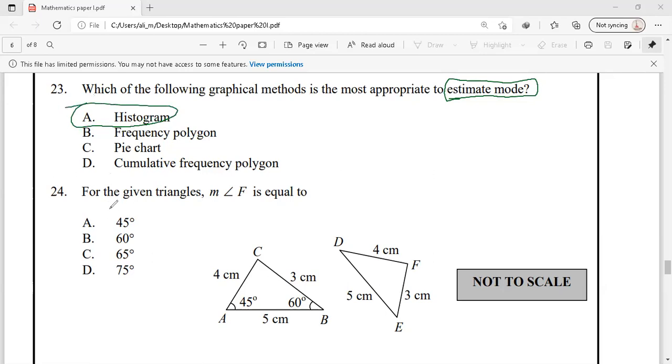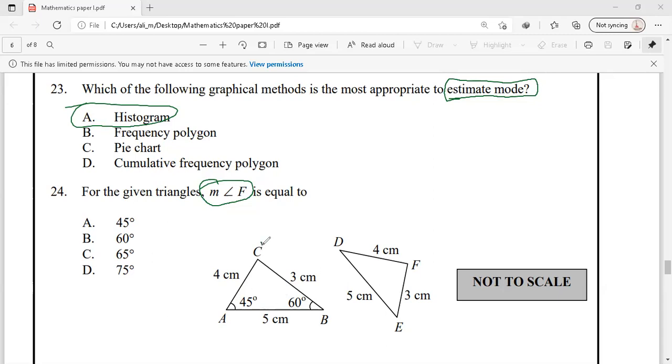Then we have question number 24 and we have to find the angle F. So from this diagram, as we can see, this pair of triangles is congruent with the postulate side side side.